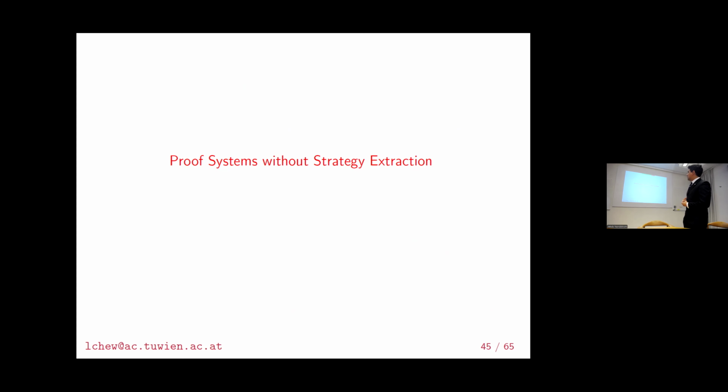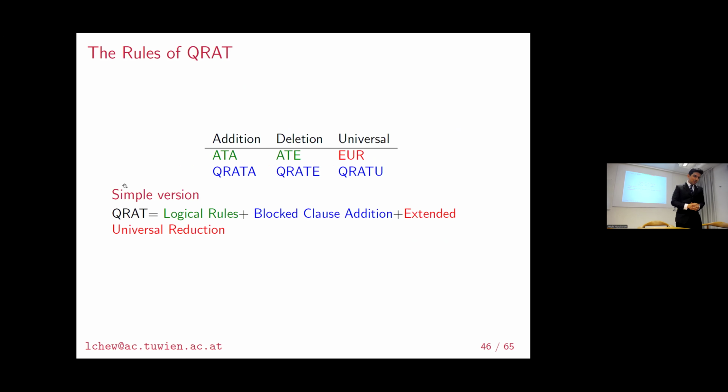So now let's talk about proof systems without strategy extraction. I am going to talk a bit about QRAT here, which has many moving parts. These are the rules of QRAT. I've tried to simplify them down to logical rules, which is just adding clauses when they're propositionally implied. There's some block clause addition that you do, and there's this version of universal reduction called extended universal reduction. The block clause addition is quite difficult to understand, but this extended universal reduction causes a lot of problems when looking at the proof.